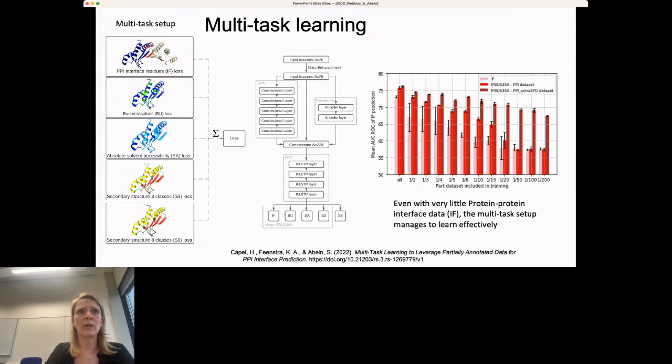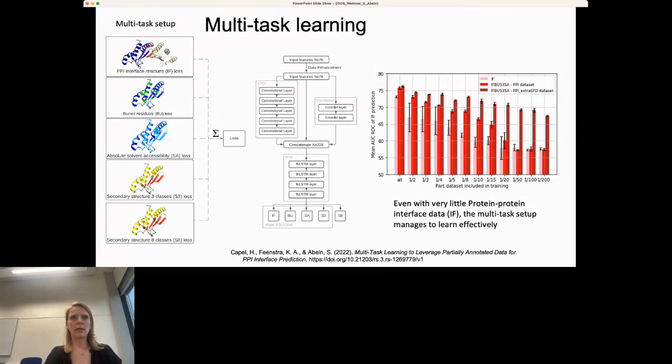And so we see that in this case, the dark red bar here is the model in which we have this multitask learning setup. So we have a bit of interface data, and we have more data on which it can co-learn in terms of other structural features, because we have much more annotation.